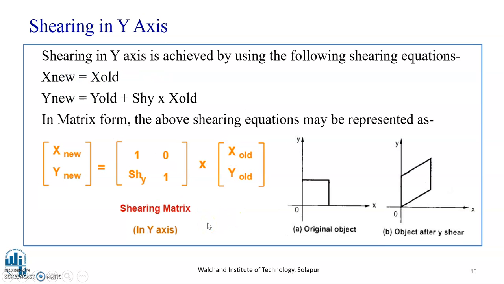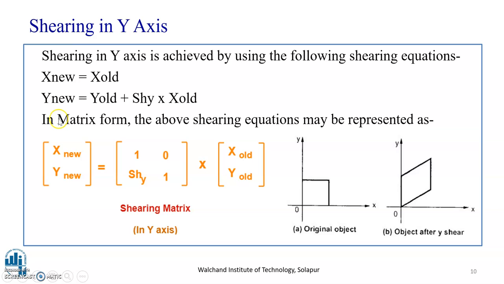Now we see the shearing in y direction. Shearing along the y axis is achieved by using the following shearing equation. x new is equal to x old. Here the x dimension does not get changed, whereas with respect to the original object, the object after y shear is changed. There is a change between the old y and the new y. So y new is equal to y old plus shy into x old.